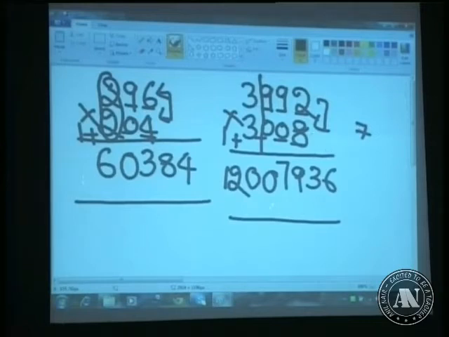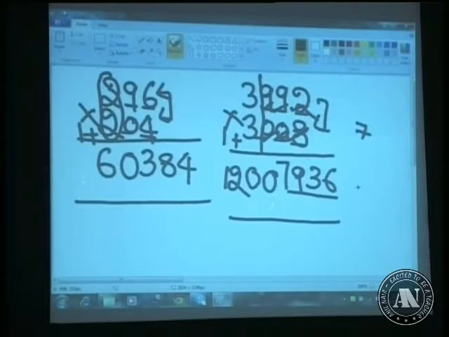Other than the leftmost digit that is common, how many remaining digits are there? 1, 2, 3, 4, 5, 6. But I got answer how many digits? 4 digits. So add 2 zeros. Again, I am repeating, this logic should be your secondary method if you got the answer option.